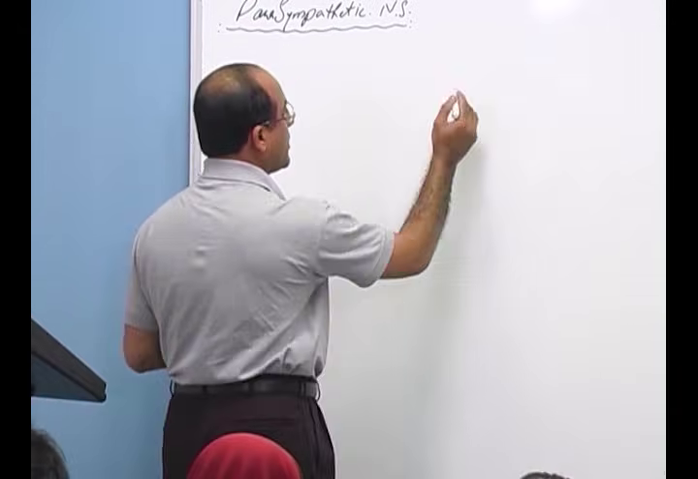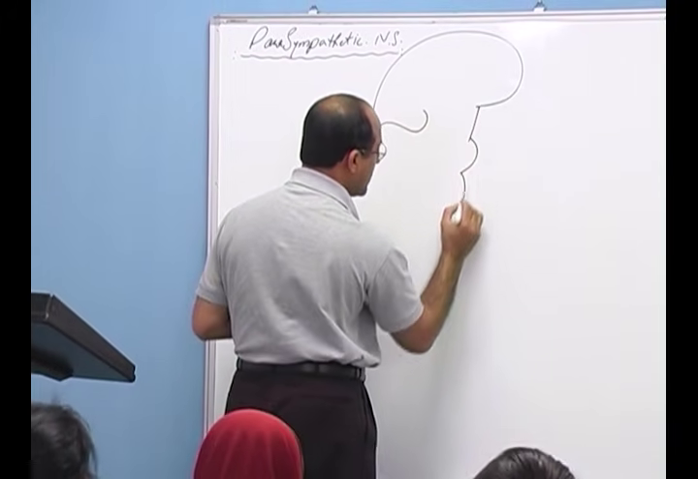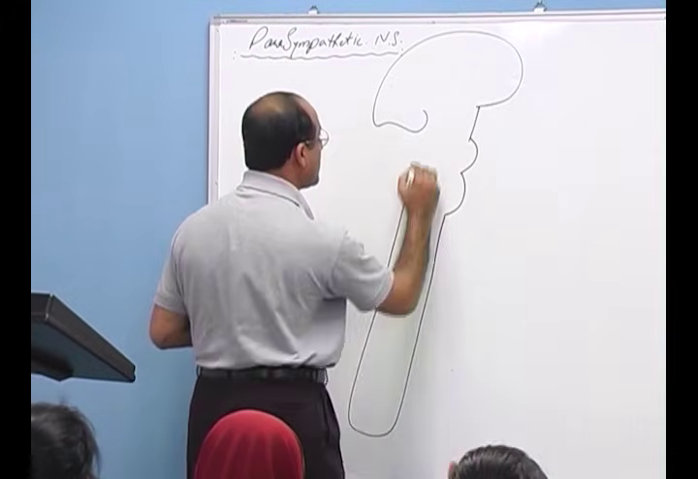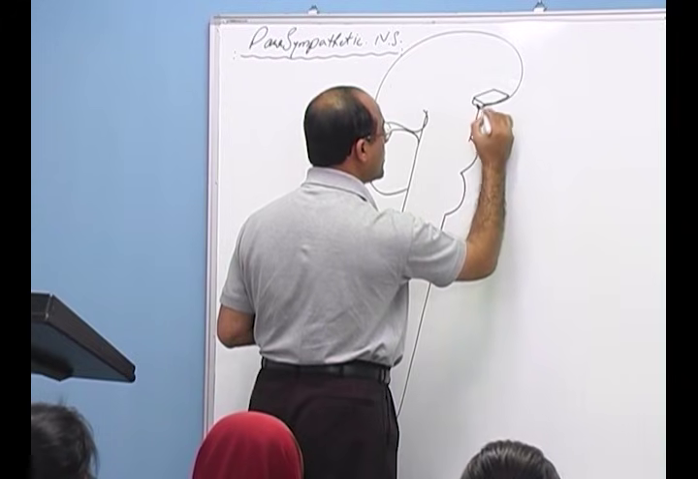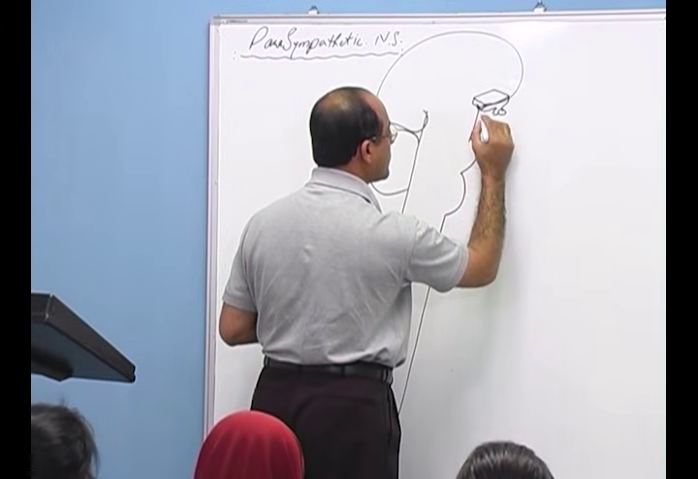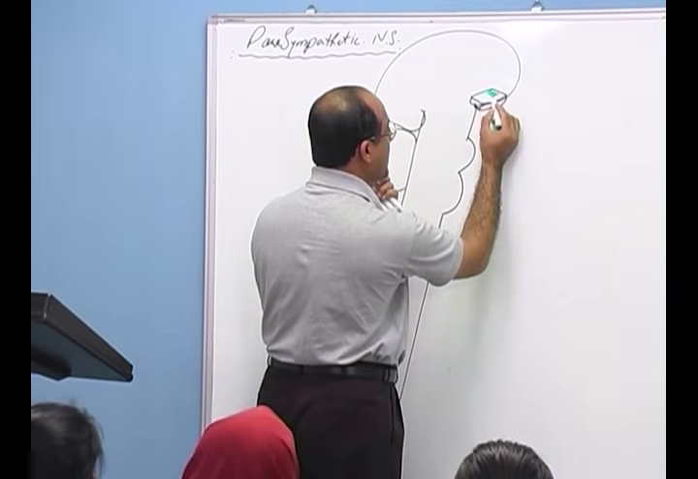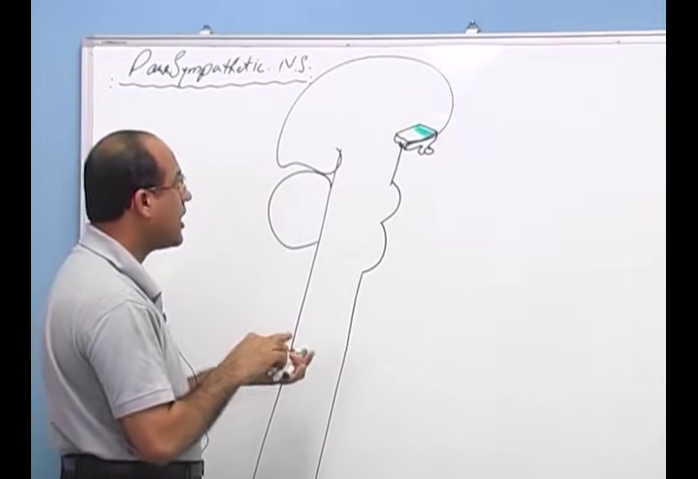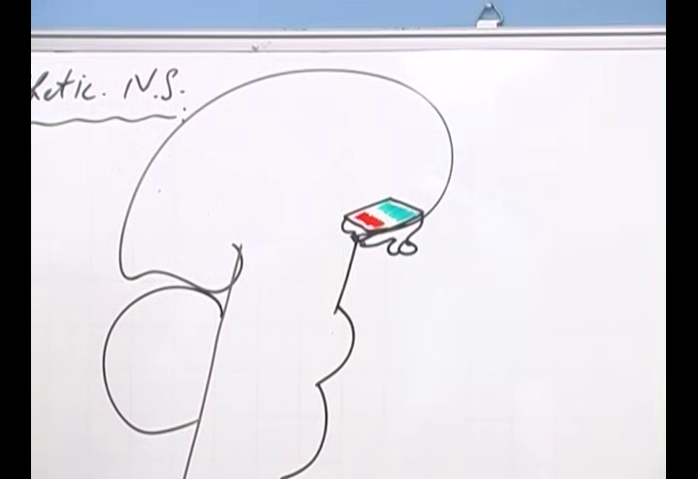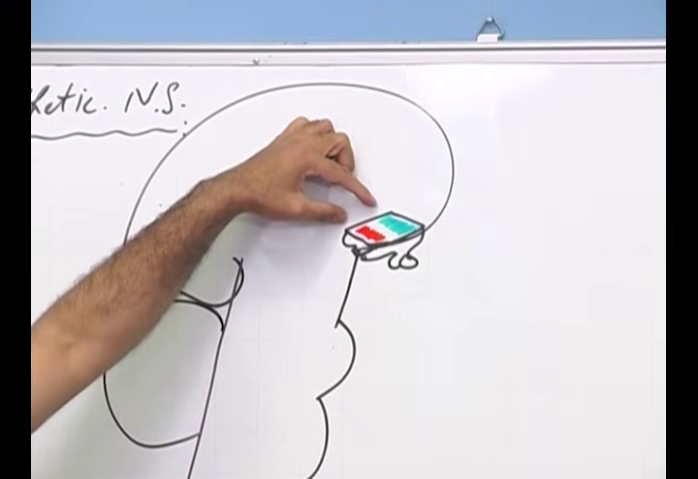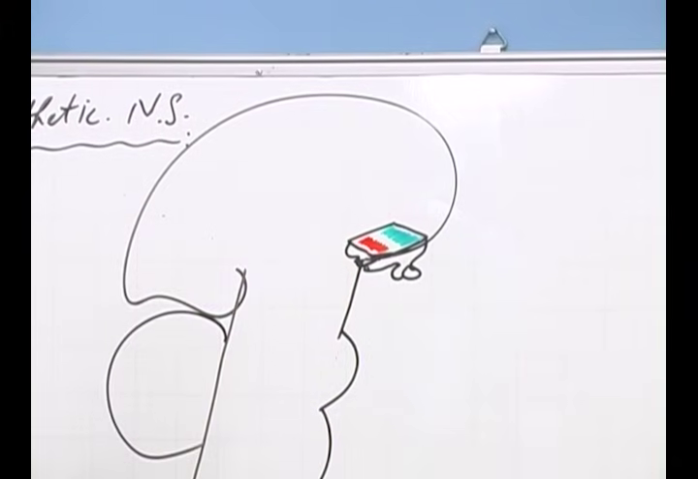Again, the highest center for the parasympathetic outflow is also present in the central nervous system at the hypothalamic level. Let's suppose here is your hypothalamus. Now, the anterior part of the hypothalamus is mainly controlling the parasympathetic outflow, and the posterior part of the hypothalamus is mainly controlling the sympathetic outflow. And the balance between these two determines the general level of autonomic control in our body.